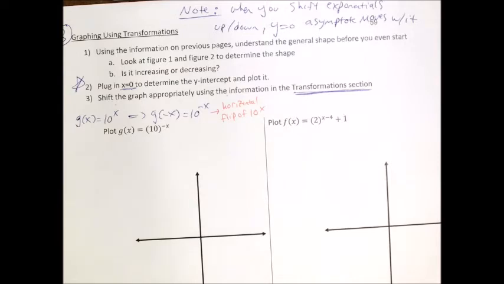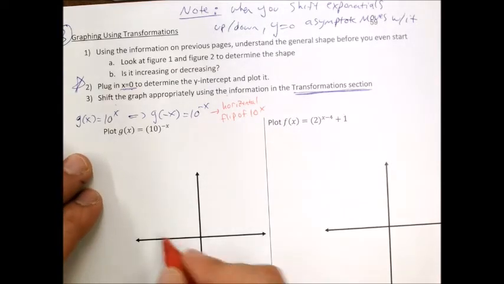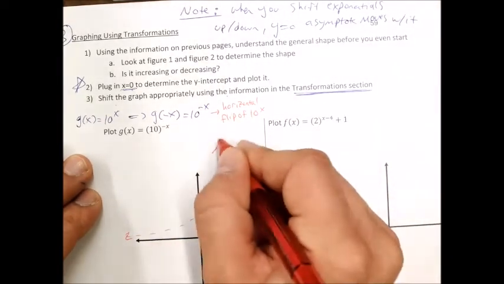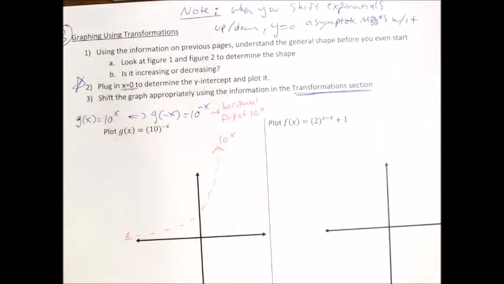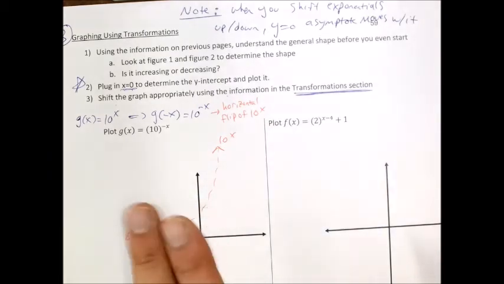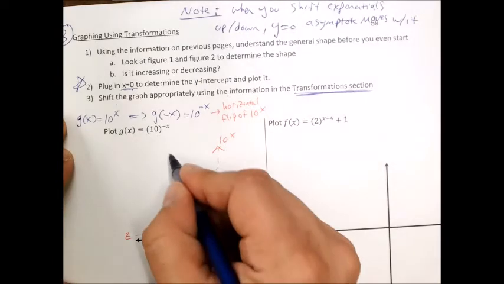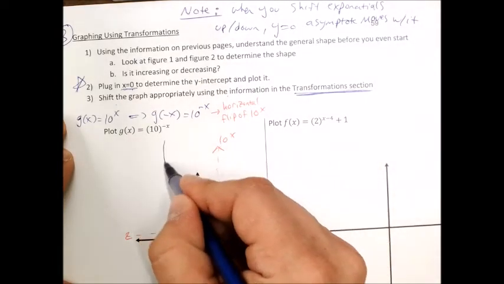So it's kind of like we start with 10 to the x, which looks like this. That's what 10 to the x looks like. And we're going to flip it horizontally. And so it becomes a decreasing function going through the same point.